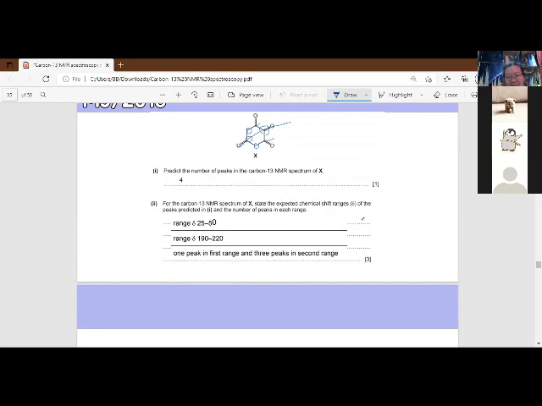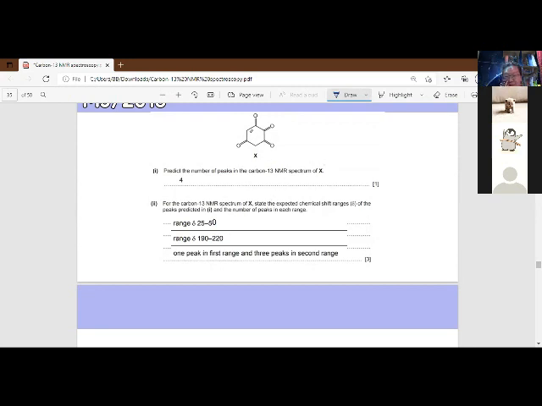And for part 2, they want you to state the chemical shift range of the peaks predicted just now and the number of peaks in each range. So how do we see this? First, we look at each carbon. This carbon, the one attached to oxygen, is actually a carbonyl, which is a ketone. In the data booklet table, the chemical shift range is around 190 to 220.